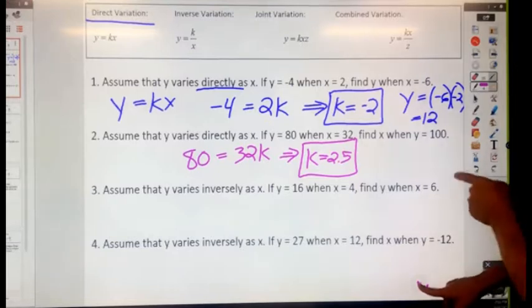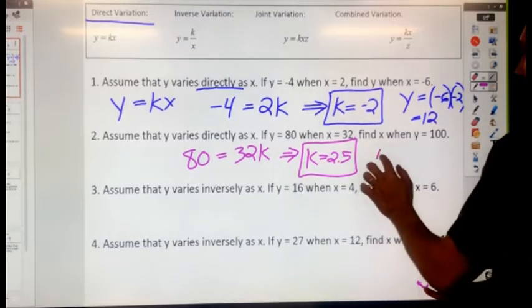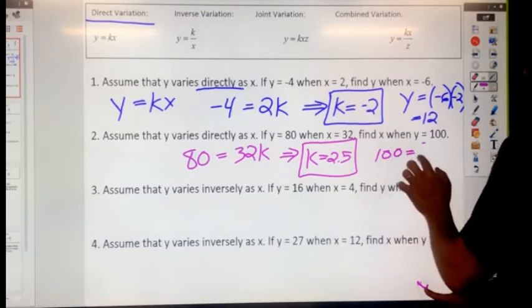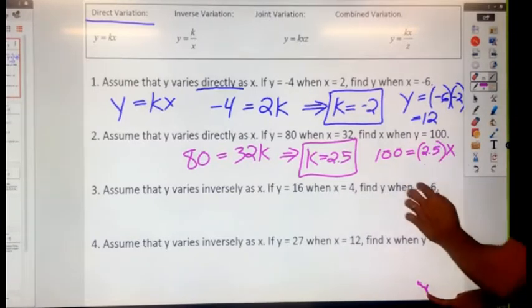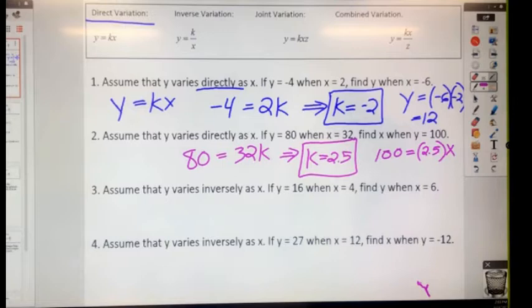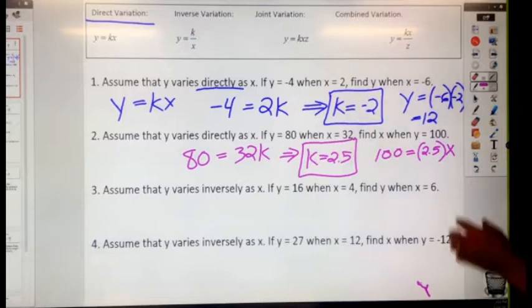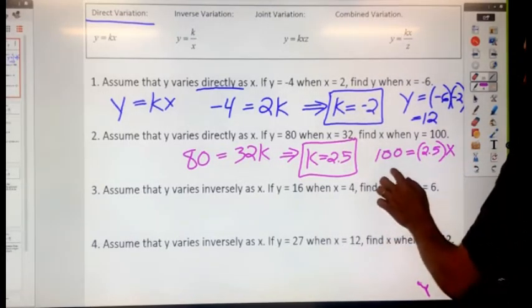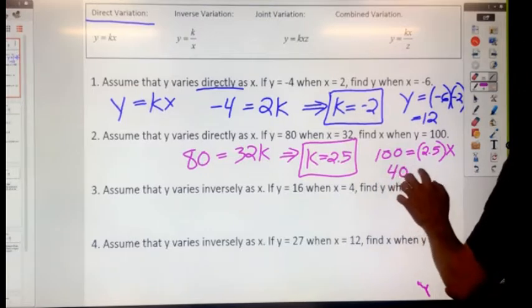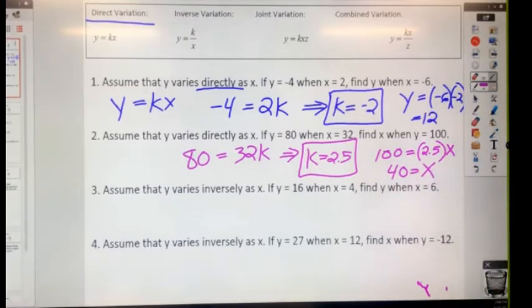Now I need to find x when y is 100. So 100 equals 2.5 times x. And now divide by 2.5. So 100 divided by 2.5. So you just divided? Yeah. Opposite of multiplying by 2.5 is divided. Gives me x equals 40. I understand. Alright, so number 3.